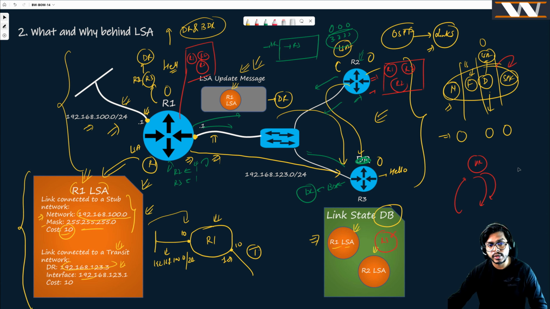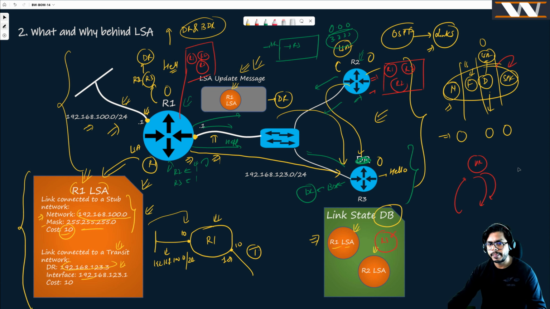And now once they have elected, they are going to include this information in the hello messages. Instead of writing 0.0.0.0 in the DR field, they are going to write 3.3.3.3. I'm not talking about BDR. I do not want to make it complex, but yes, the DR election is already done here. R1 already knows about it, and that is why it is sending this LSA information to R3 only. Okay, Supreet?